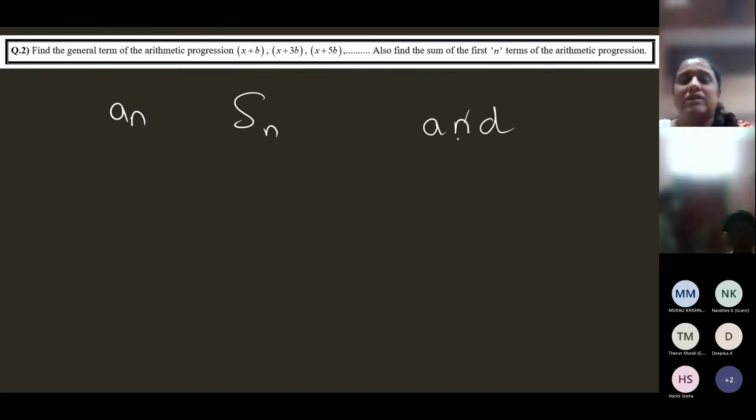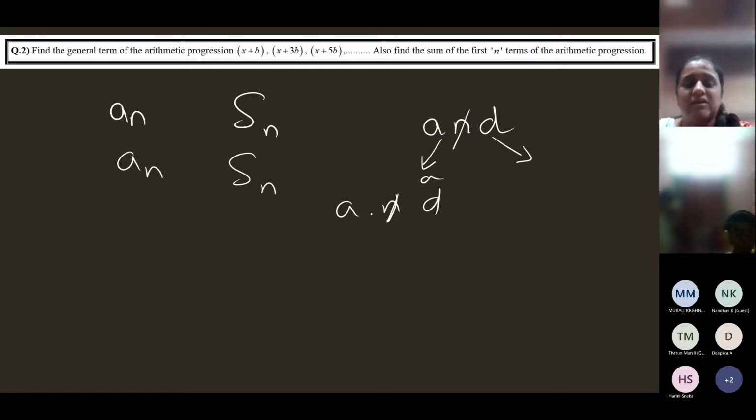But here n is n only. N is not 10, 20, 30, nothing. N is n. So you can only find the values of a and d. While substituting in the formula, where there is n, it will remain n. You will only be substituting for a and d. Why are you not able to find the value for n? Because you're asked to find the general term, which is an, and the sum of the first n terms, which is Sn. So you should substitute the expression for a and the expression for d.